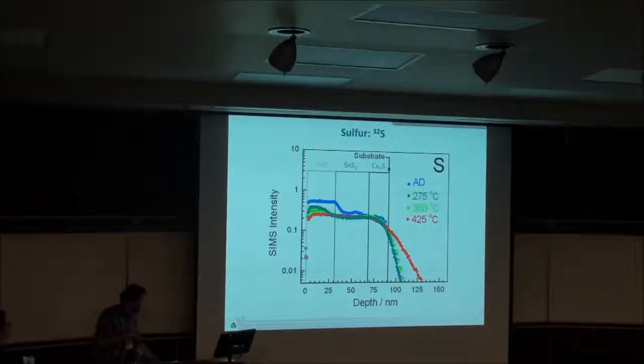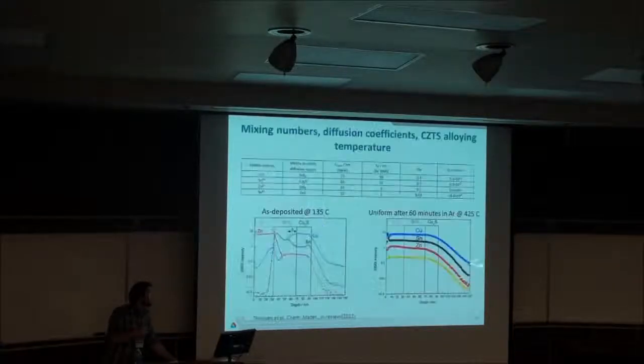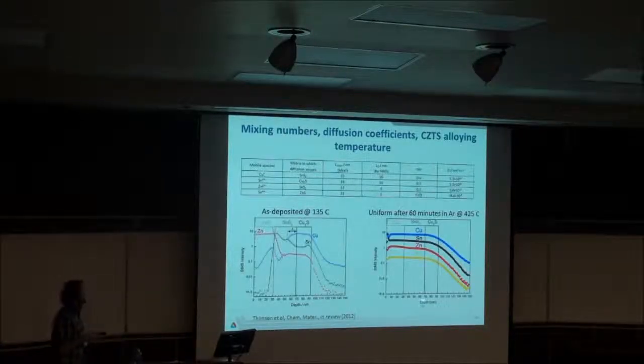Okay, so sulfide is basically showing the same trend, so it seems like it plays a very important role in this mixing procedure. Also, we were able to estimate mixing numbers and diffusion coefficients doing this high resolution SIMS of initial binaries, and we were also able to find the best starting annealing temperature for mixing these binaries into perfectly aligned CCTS material.